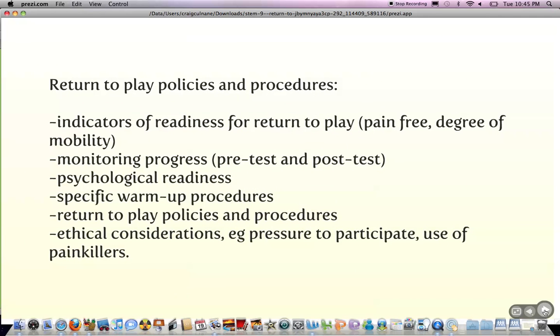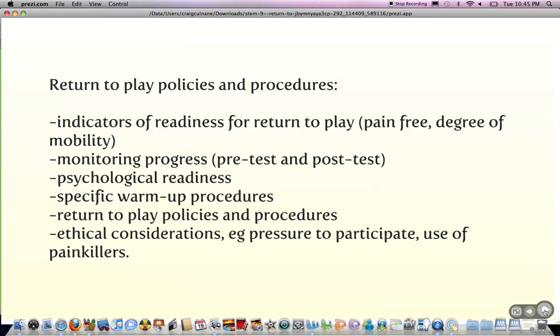Return to play policies and procedures. It's recommended that the procedures for return to play include establishing a chain of command regarding the decision to return an injured athlete to training or competition, communicating the return to play process to the athlete's family, certified trainers, coaches, administrators and other healthcare providers, establishing a system for documentation, and establishing protocols to release information regarding the athlete's ability to return to training or competition following the injury.